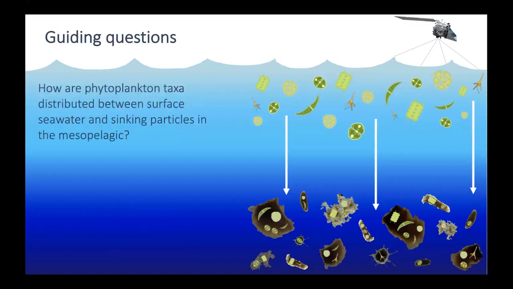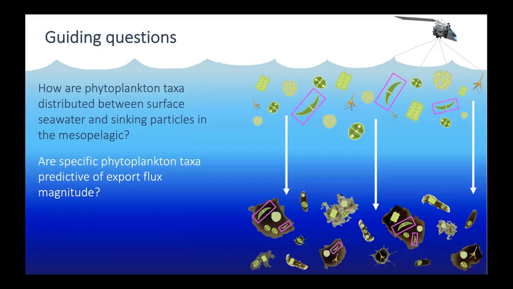and how it's getting there? So the broad questions that were guiding this work were, first of all, thinking about the connectivity from the surface to the deep ocean. We wanted to know how different phytoplankton taxa were distributed between the surface ocean and the sinking particles that we were collecting in the mesopelagic. Next, we wanted to think about if we could actually use some of these specific groups to be predictive of the magnitude of carbon export flux.